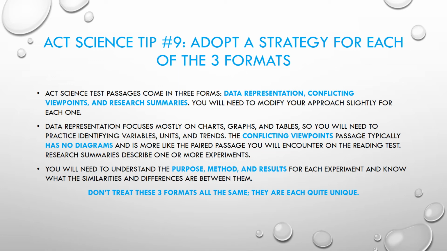Then we have the conflicting viewpoints. Basically, this is where it doesn't have any diagrams. It's just passage reading. You have to understand what you're reading. So look for particular words. You also need to understand the purpose, method, and results for each experiment. So if you're doing a research summary, you're looking over these, you have to understand what's taking place. So don't treat all 3 as if it's just the same. Make sure you treat them like they're unique.